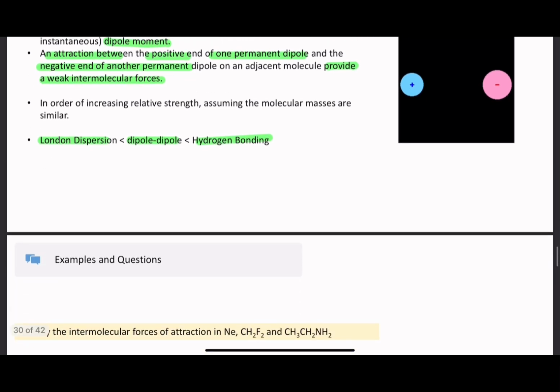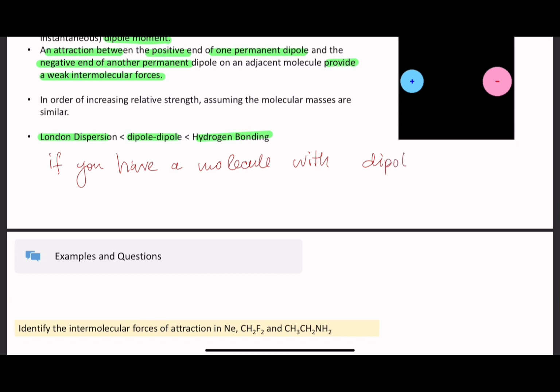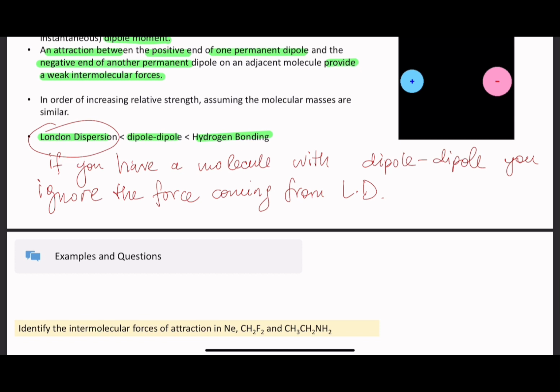So I want to say before this, if you have a molecule with dipole-dipole, you ignore the force coming from London dispersion. The reason is London dispersion is weak. Once you have a dipole-dipole, you know that you have a stronger IMF than London dispersion, so you don't care about this one. And when you have hydrogen bonding, you don't care about the IMF of the dipole-dipole or London dispersion, okay? So depending on which one you have.